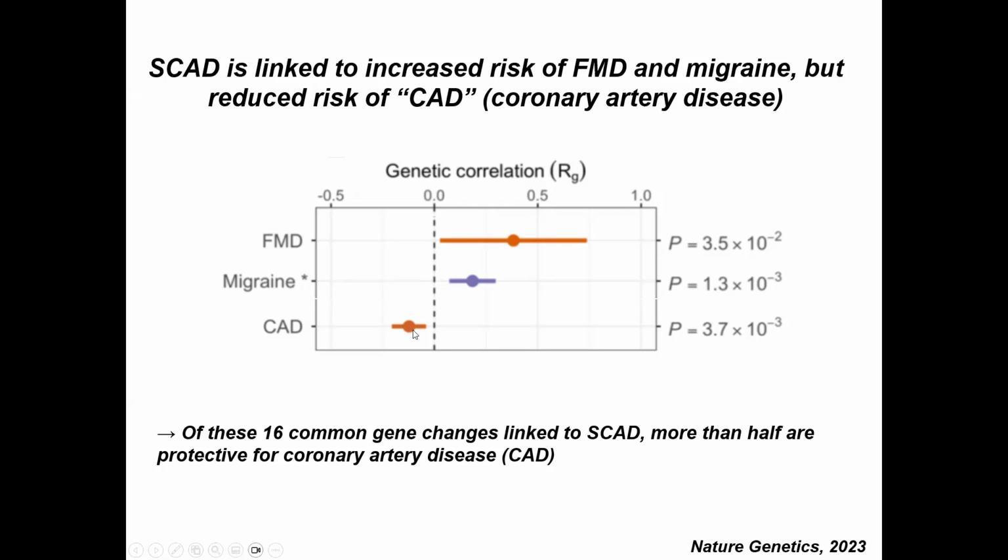But the good news about all of this is that the same genes that are linked to SCAD, or the direction of the gene changes, are protective for the buildup of fatty plaques which cause regular coronary artery disease. So that's obviously good news for people with SCAD, that they're genetically less likely to get regular forms of coronary artery disease with the buildup of fatty plaques.